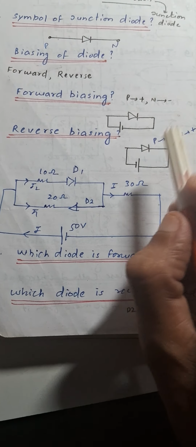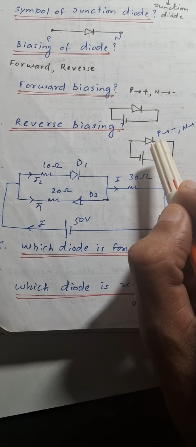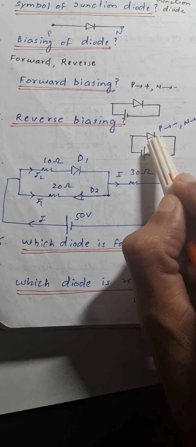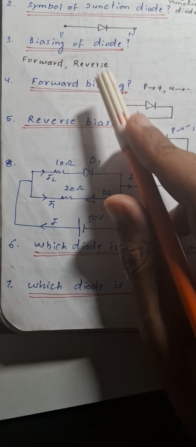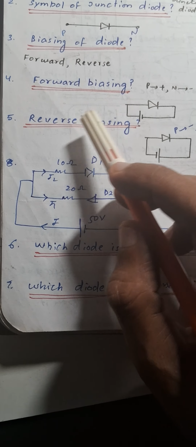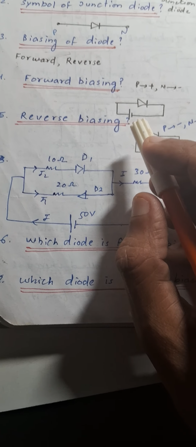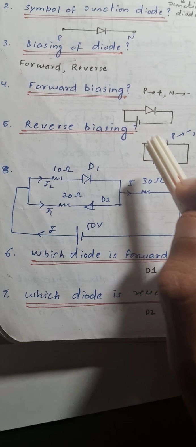Then is reverse biasing. The diode is said to be connected in reverse if P is connected to the negative and N side to the positive terminal, and the diode offers very high resistance in reverse biasing, ideally infinite resistance, so it behaves as an open circuit.